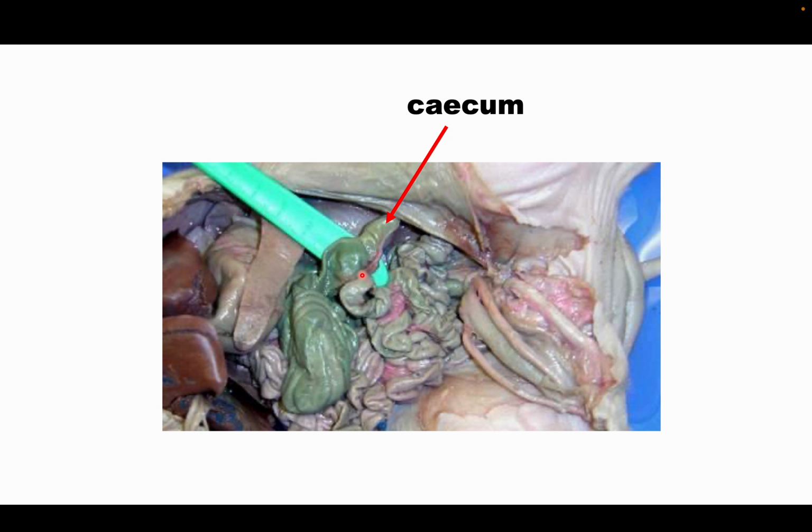Between the small and the large intestine, this is the cecum. Remember this pouch that we talked about before? This pouch is where cellulase is stored, which is an enzyme that breaks down cellulose.